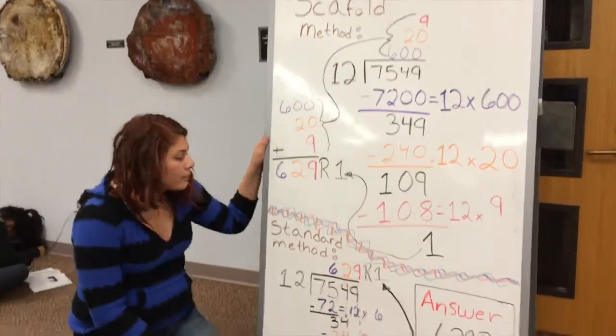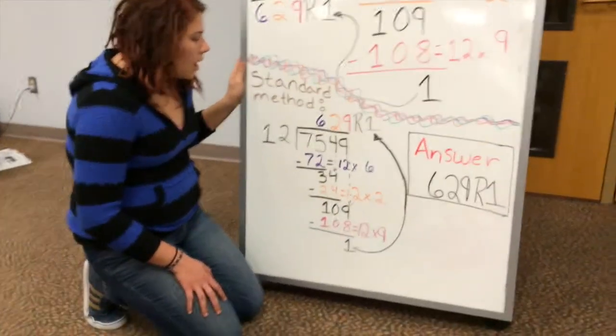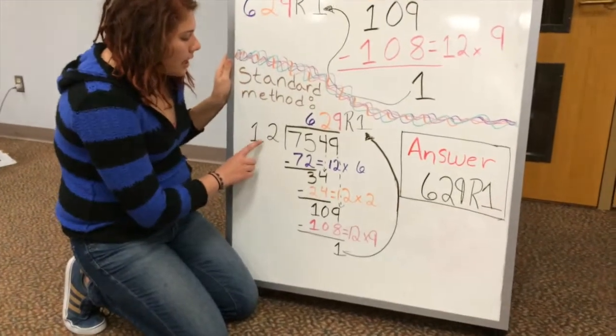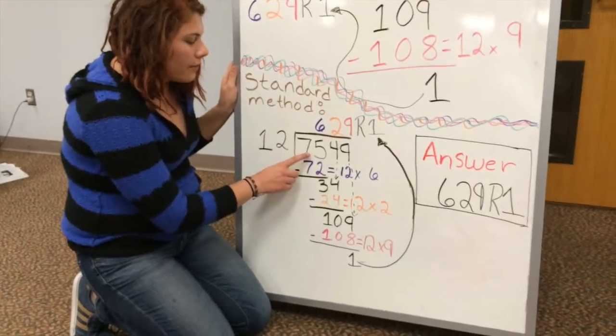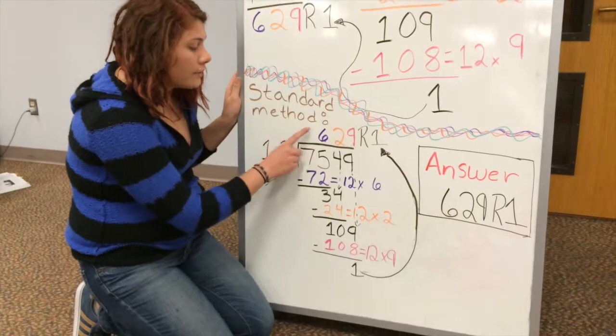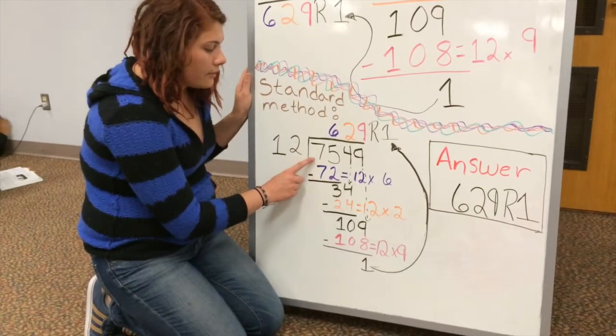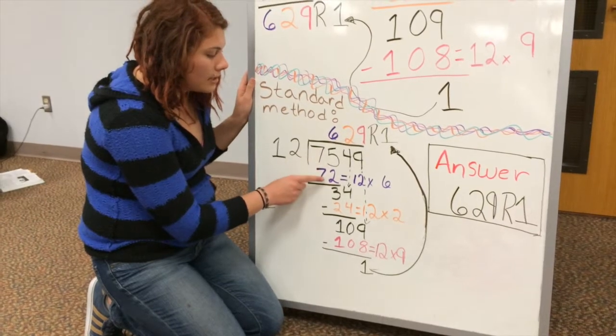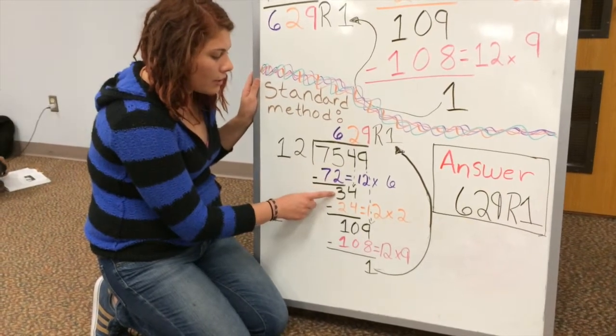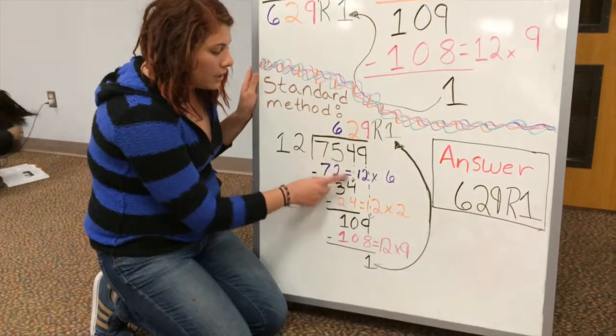Now using the standard method, I have to see how many times 12 goes into 75. I know that 12 times 6 equals 72, making it the biggest number that will fit into 75. When I subtract 72 from 75, I will get 3. Then I will need to bring down the 4.